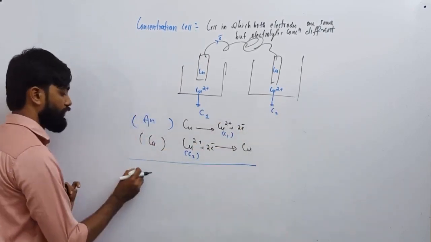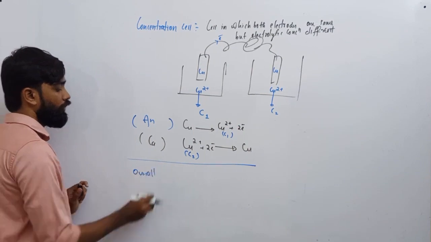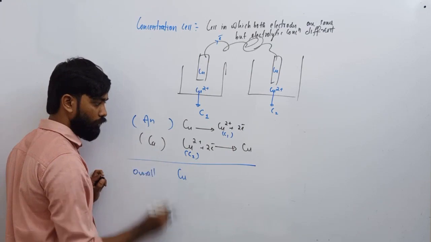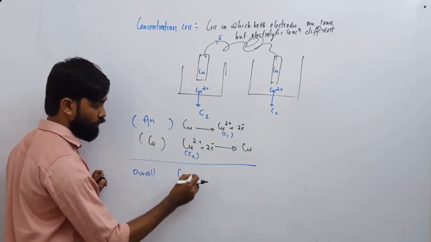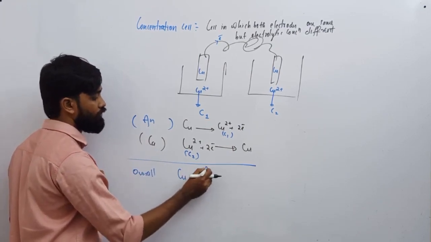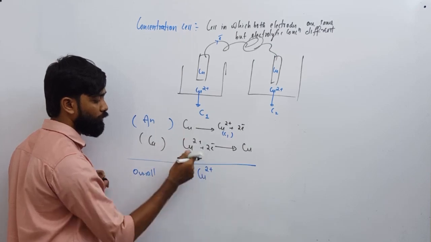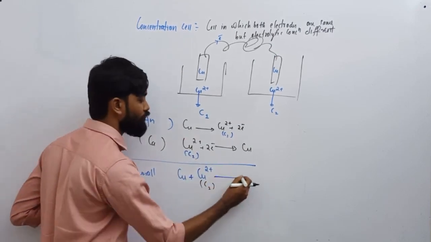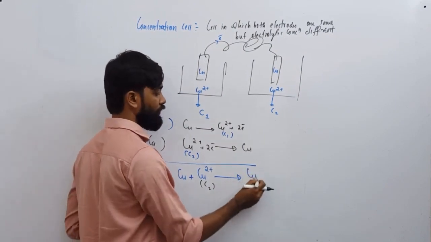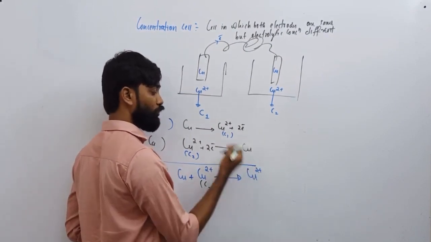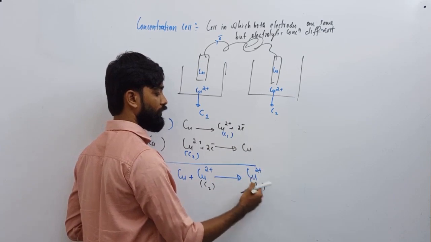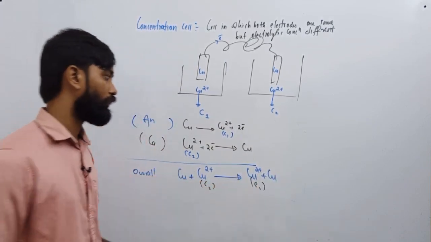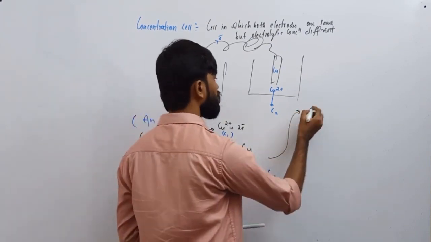What is the overall reaction? The overall reaction is Cu plus Cu2+ with the concentration C2 gives Cu2+ with the concentration C1 plus Cu. So this is a reactant, this is a product. Then what will be the Nernst equation?